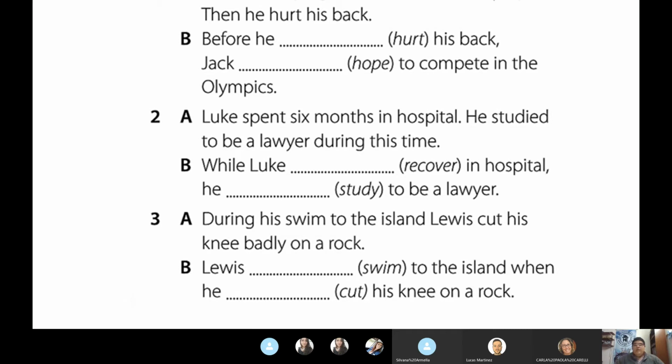During his swim to the island, Louis cut his knee badly on a rock. Louis had been swimming to the island when he has cut his knee on a rock.